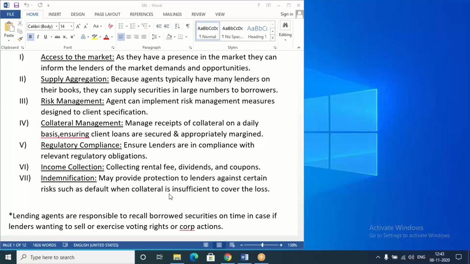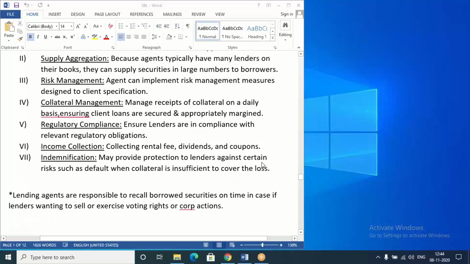One main point to be noted is that if the lender wants to recall the securities, the lending agent has to ensure that the securities are recalled in time, if the lender wants to sell or exercise his voting rights or a corporate action. So these are the additional services a sec lending agent would provide to a lender. All right, is this clear? Okay, can I continue? Okay.